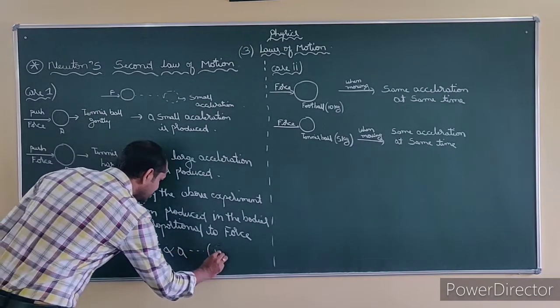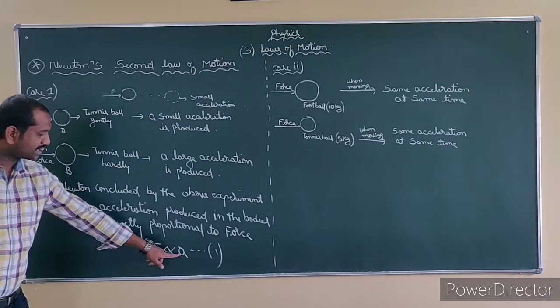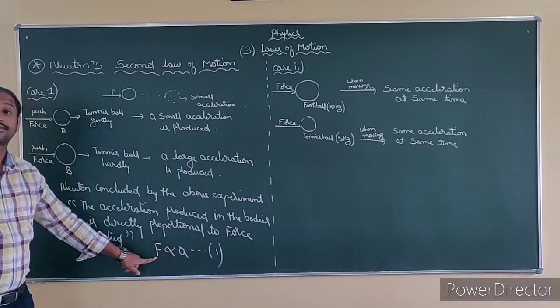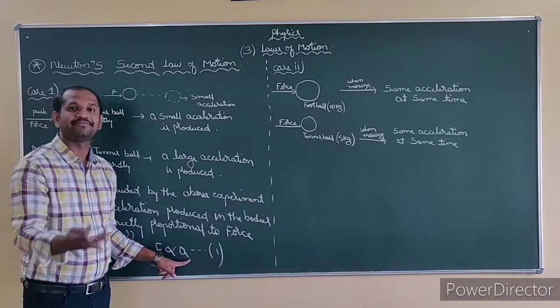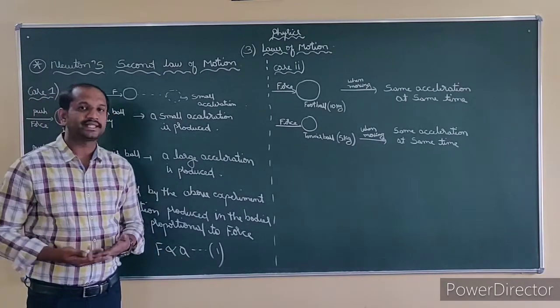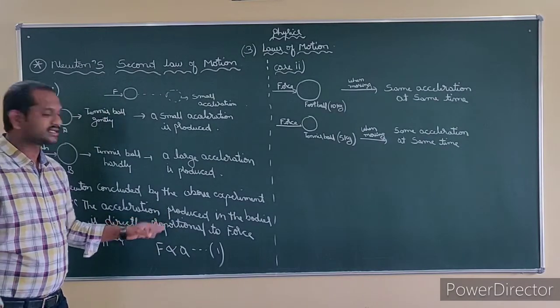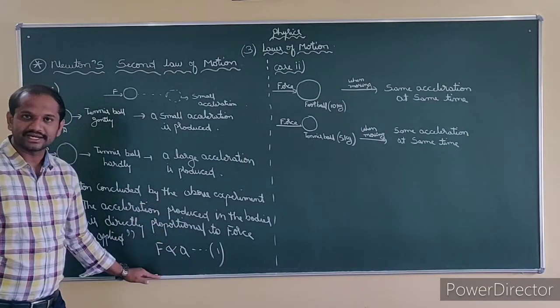Consider this to be equation 1. Understand that as I have written, force is directly proportional to A. What is F? F is force. What is A? A is acceleration. If both are directly proportional, what do you mean by that? If one thing increases, the other thing increases. If one thing reduces, the other thing reduces.